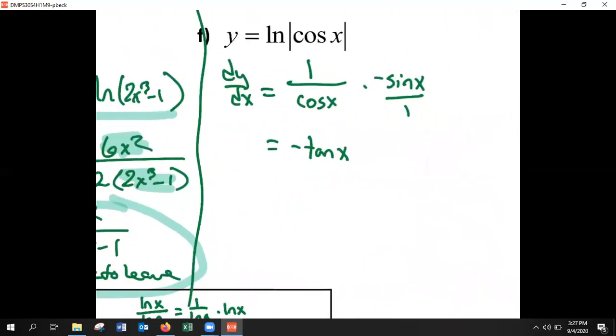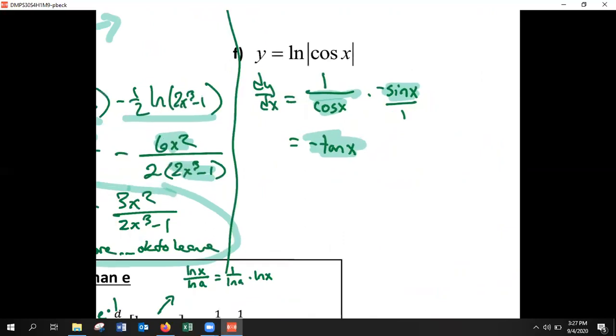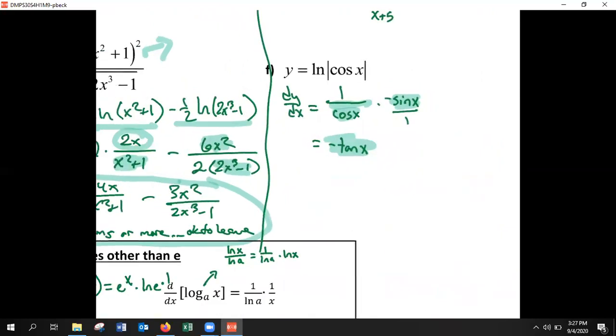So F, again, we can ignore the absolute values because in the end, they don't actually matter. So we have 1 over what's inside times the derivative of what's inside, which gives us negative tangent of x. And once again, a lot of trig is very related. And this is going to be important when we get to chapter 4.